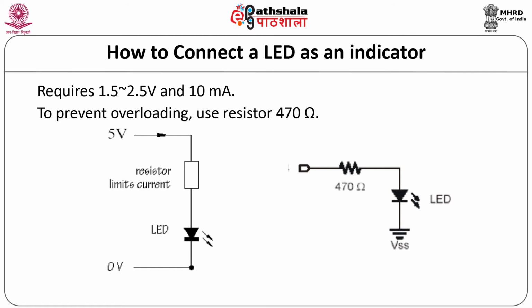LEDs which are shown in all these fashions, each LED here in this case is operated in forward bias condition. Normally one simple series resistor is connected in series with the LED. Normally an LED requires 1.5 volt to 2.5 volt for its operation and the current flowing through each LED should be 10 milliampere. To prevent overloading, normally a resistor of 470 ohm is connected in series with it.